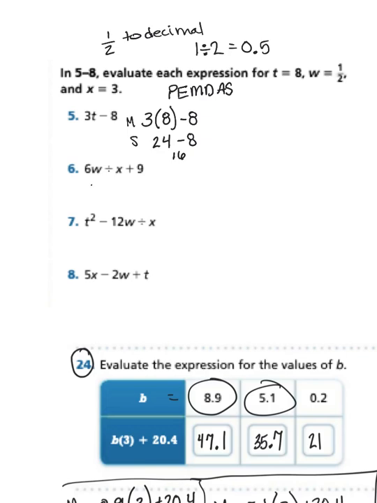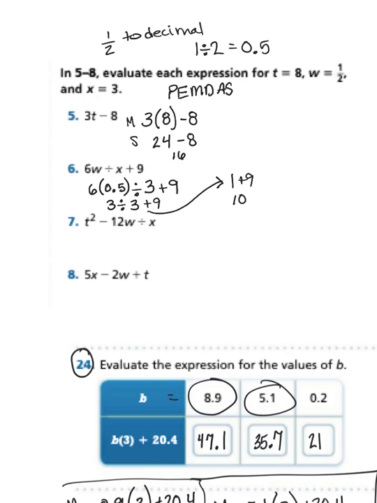So this one we have 6 times 0.5, I'm going to use the decimal, divided by, they tell us x is 3 plus 9. So remember, I have to follow order of operations. So the very first thing I'm going to do is I'm going to multiply. How come? Because multiplication and division go left to right. So when I multiply 6 by 0.5, or 1/2, I come up with 3. Then I have to take 3 divided by 3, which anything divided by itself is always 1. So I got to write it up here. 1 plus 9, we would come up with 10. We're going to go ahead and try just one more.